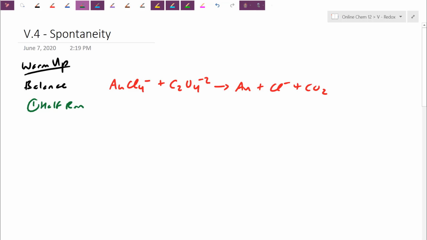This one here is a little bit harder because usually I have two things becoming two things. It's really easy to break up the half equations. Now I have two things becoming three. It's a little bit more obvious for half reaction method.